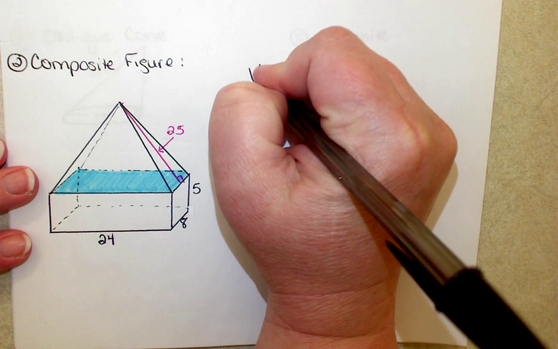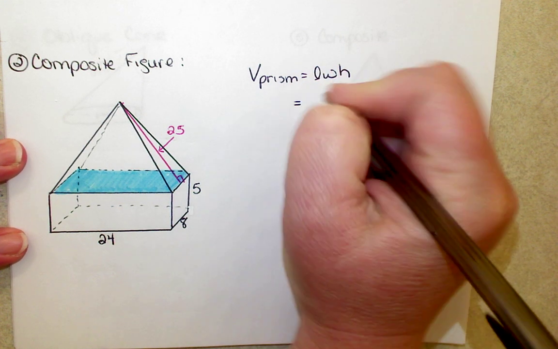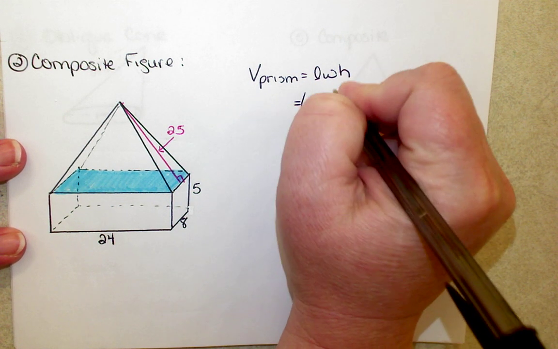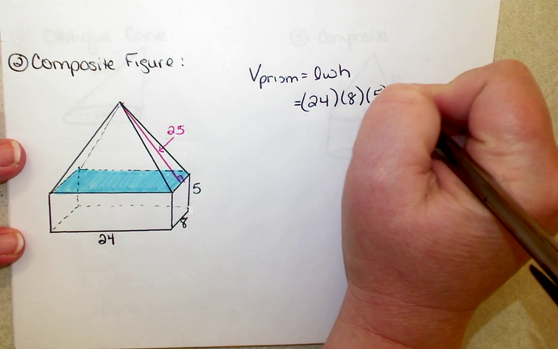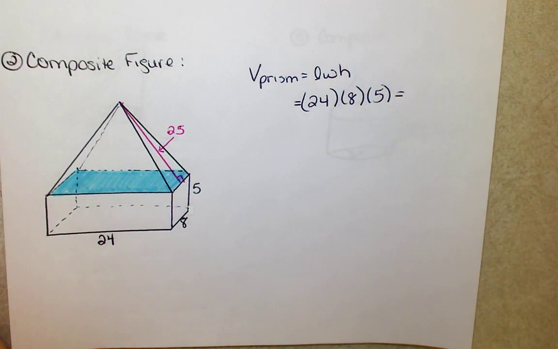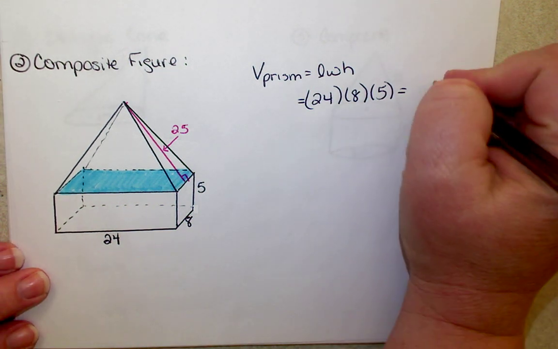For the volume of the prism, I'm just going to go old school and do length times width times height. So we got 24 times 8 times 5. All right, so let's see. 24 times 8 times 5 gives us 960.